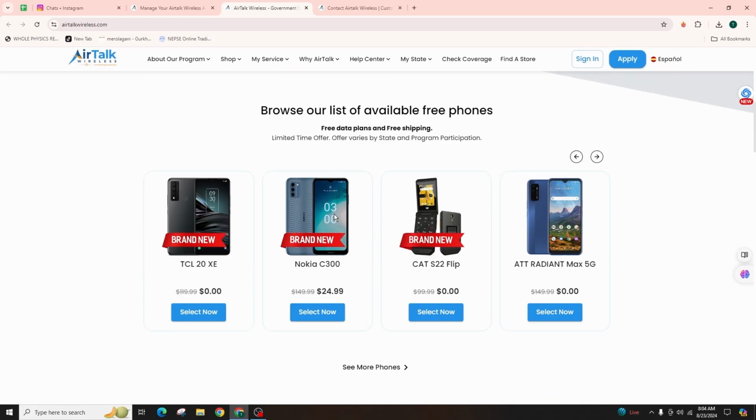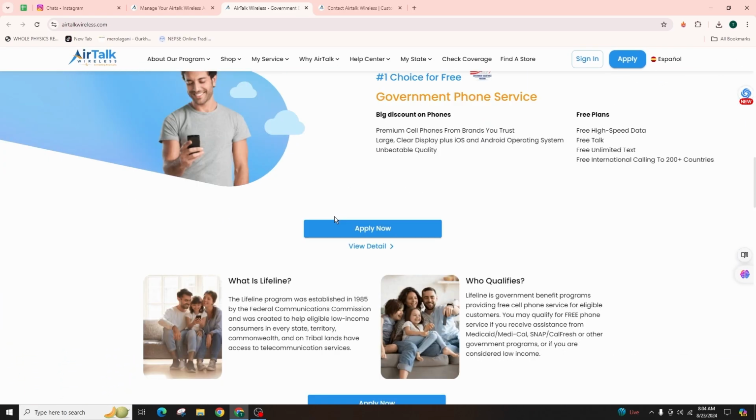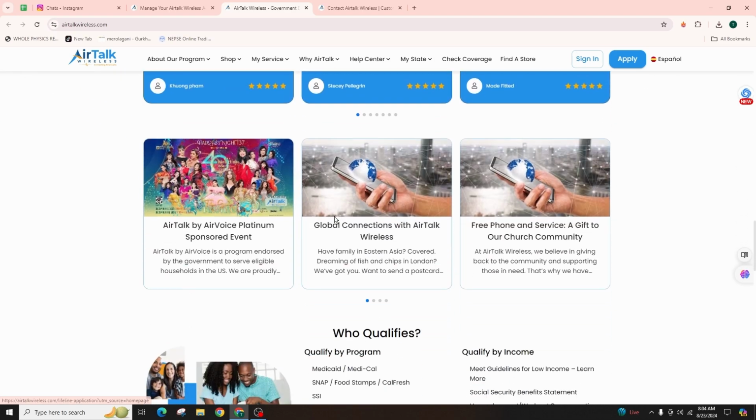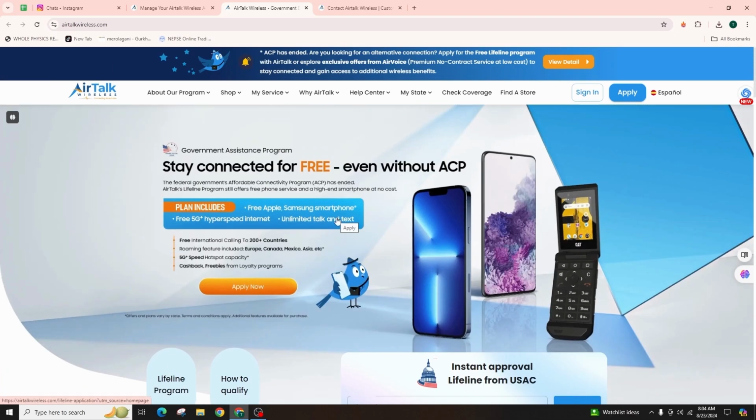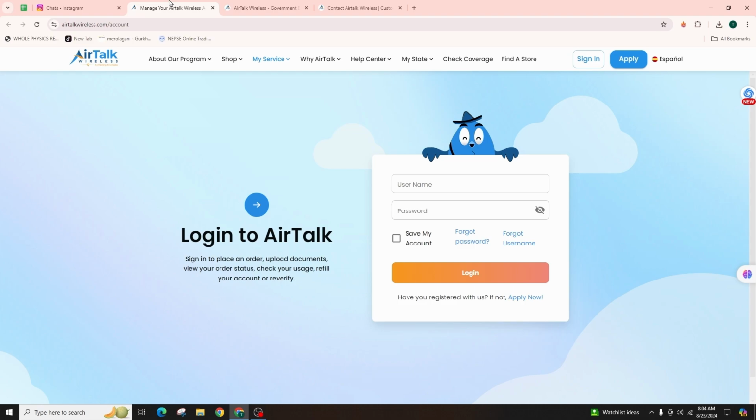Remember that your AirTalk Wireless account number is a unique identifier linked to your wireless account, and it is the same as your SIM card number. The PIN is a 4-digit security code used for porting your number or modifying your account details. So this was all about it. This is how you can get the AirTalk Wireless account number and PIN.